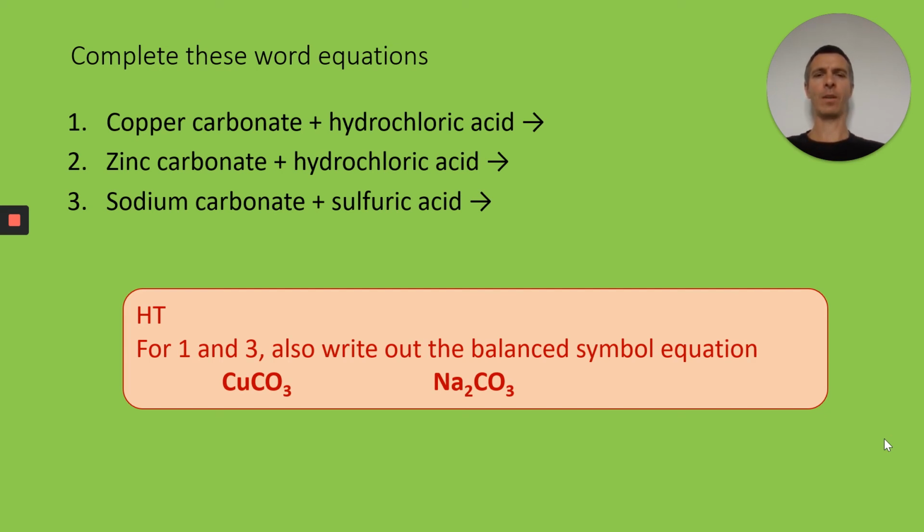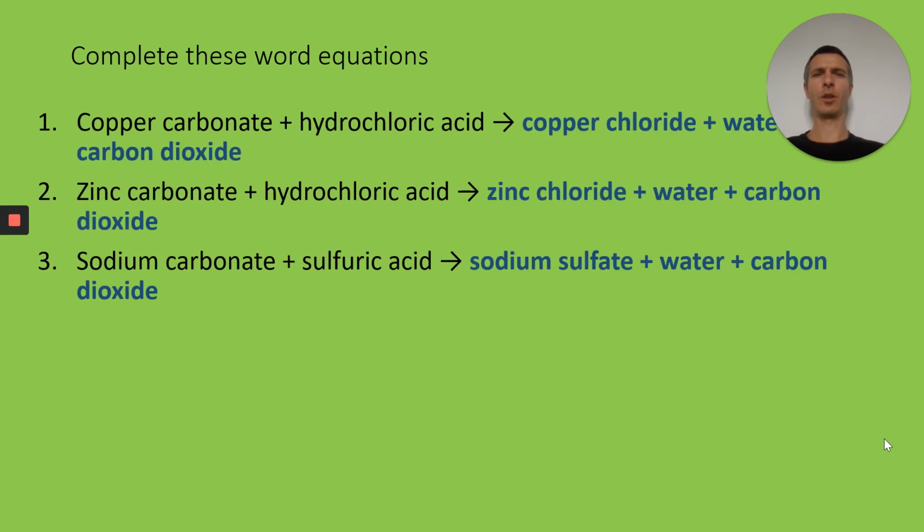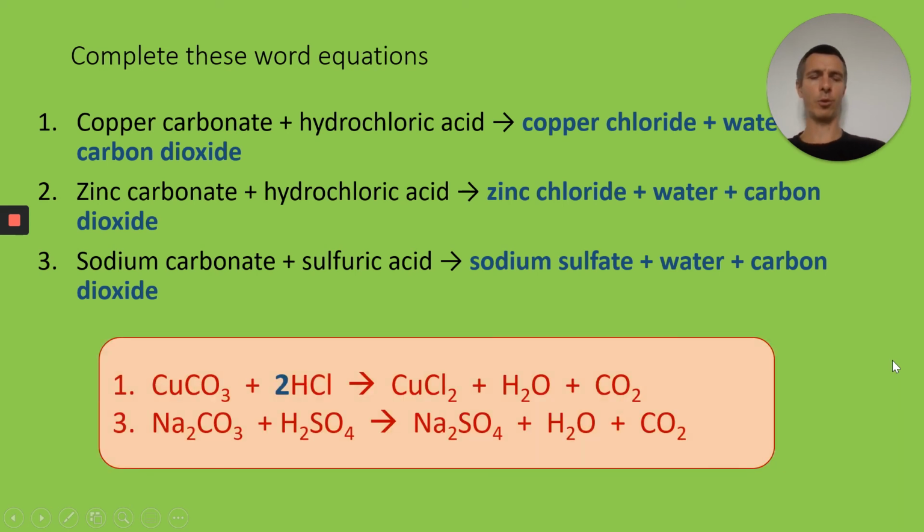Okay, let's go through the answers to those now. So number one, you make copper chloride with your water and carbon dioxide. Number two, zinc chloride, because you're using hydrochloric acid there, plus water plus carbon dioxide. Number three, sulfuric acid gives you sodium sulfate, plus water plus carbon dioxide. There are your symbol equations to have a look at, see if you've got those correct. You actually only needed to add some numbers to balance the number one. You needed a 2 in front of the hydrochloric acid there.